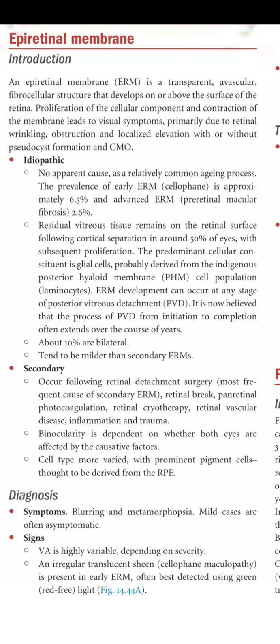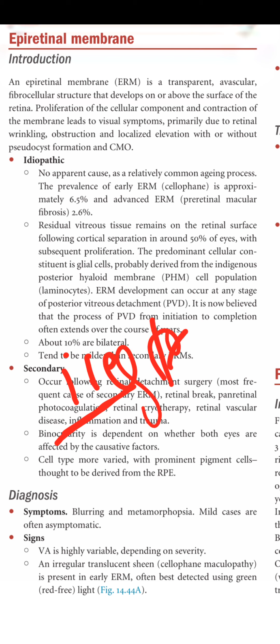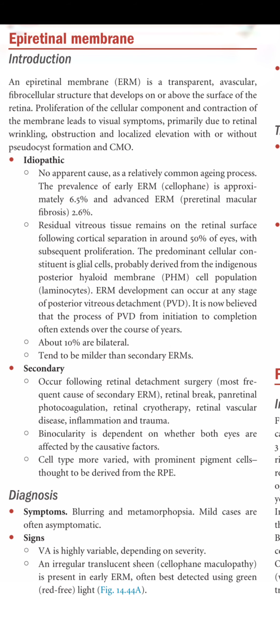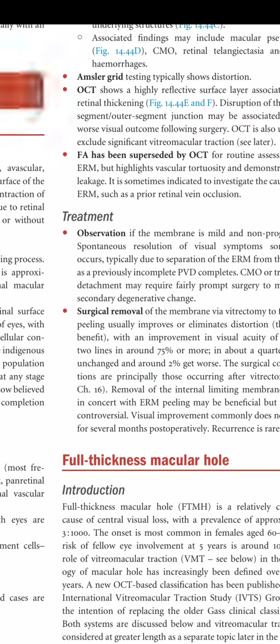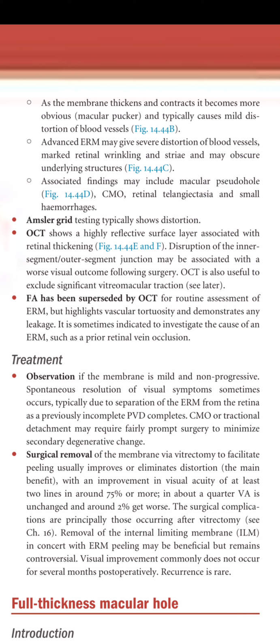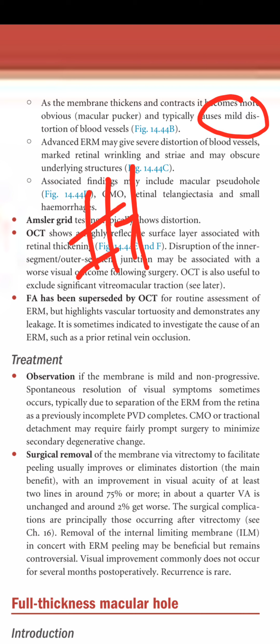So the overlying ERM is like an irregular translucent sheen, and it is mostly best detected using a red-free or green filter. As the membrane thickens and contracts, it becomes more obvious because of the macular puckering, and typically causes a mild distortion of the blood vessels. So whenever there is thickening and contraction of the ERM, it causes macular pucker formation, and there is a mild distortion of the blood vessels.